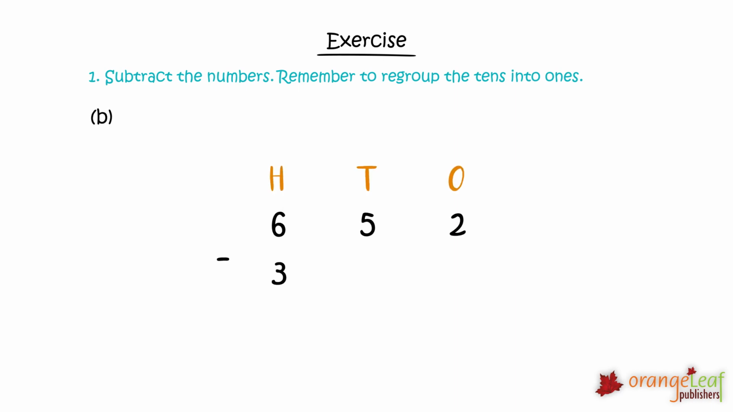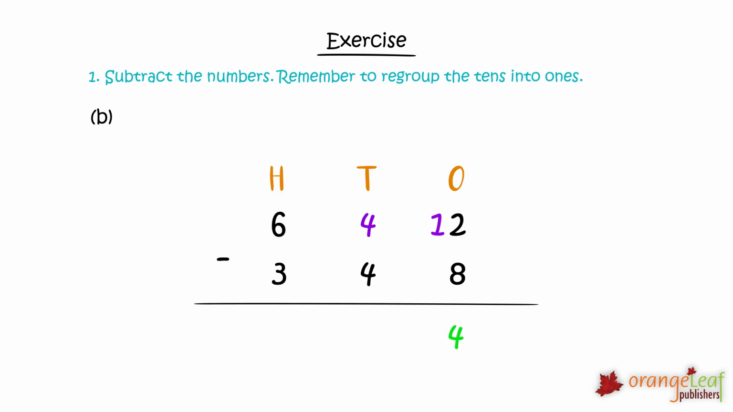B. 652 minus 348. Write the numbers one below the other according to their place value. Step 1. 2 minus 8. Borrow 1 ten from the tens place and regroup it in the ones place. Hence, 12 minus 8 is equal to 4. Write 4 in the ones place.